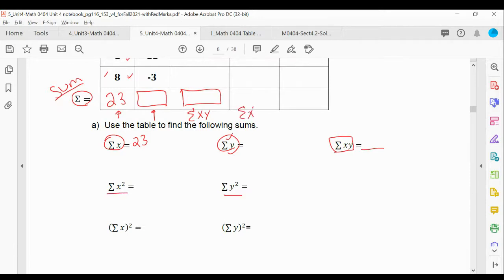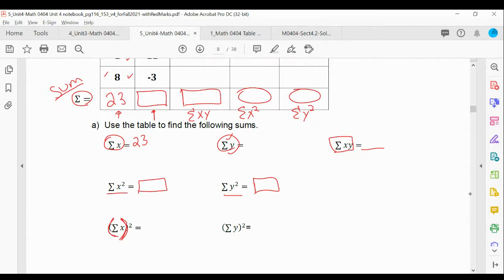This is the sum of X squared. This is the sum of Y squares. So whatever answers you get in those two spots are the answers for these two spots. But the last one, if you look closely, the last one is sigma of X quantity squared. So this squared is actually outside.